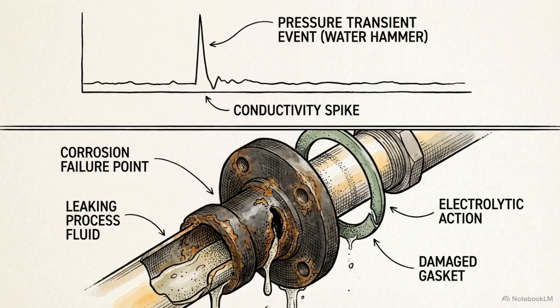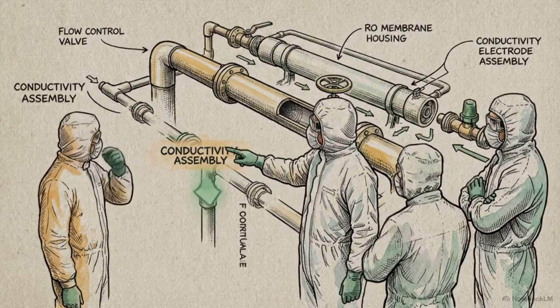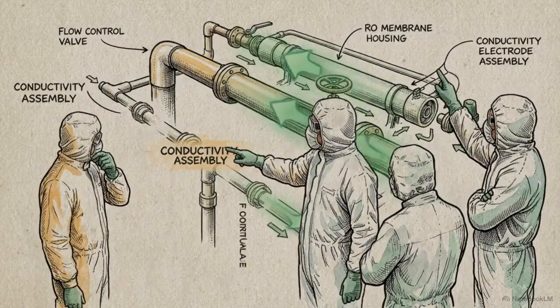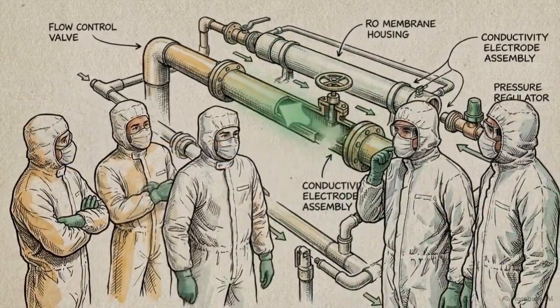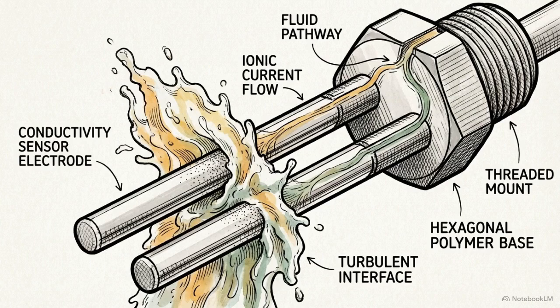These conductivity spikes are lagging indicators. They are symptoms of underlying mechanical or chemical failures, rather than root causes themselves. Surviving a modern audit requires the engineering team to proactively diagnose these baseline shifts before they ever reach an alert limit. Conductivity monitoring serves as our primary, real-time window into the ionic purity of a pharmaceutical water system.